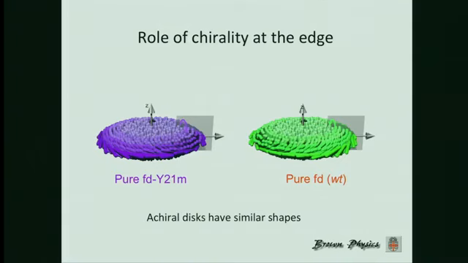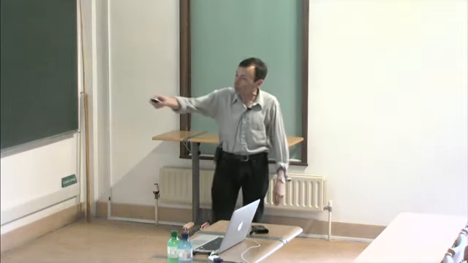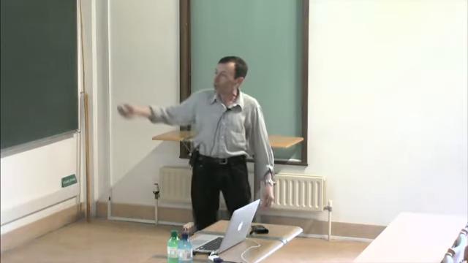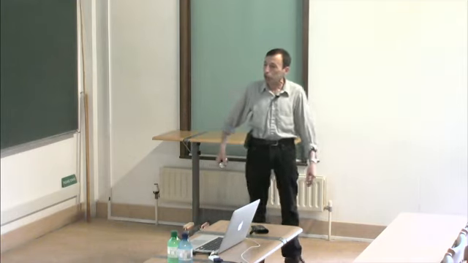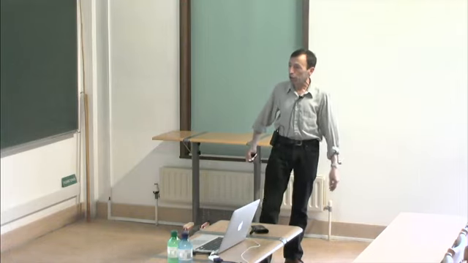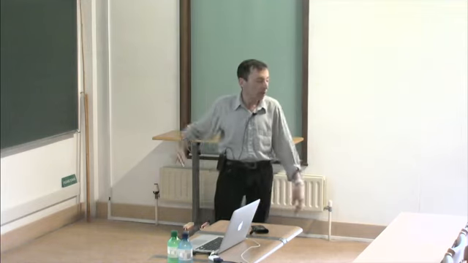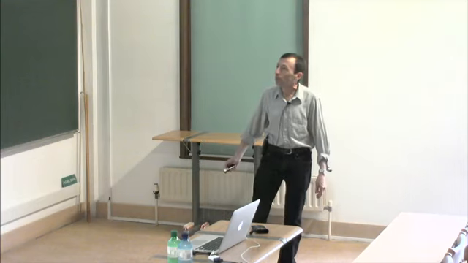But interestingly, even when they make achiral disks, they have similar shapes. So we've begun to think that the shape at the edge, while having something to do with chirality, and certainly in terms of left versus right twist, chirality definitely plays a role. But if you look at an achiral one, you will find it rounded over as well. The difference will be that in an achiral disk, it could be equally left-handed or right-handed.